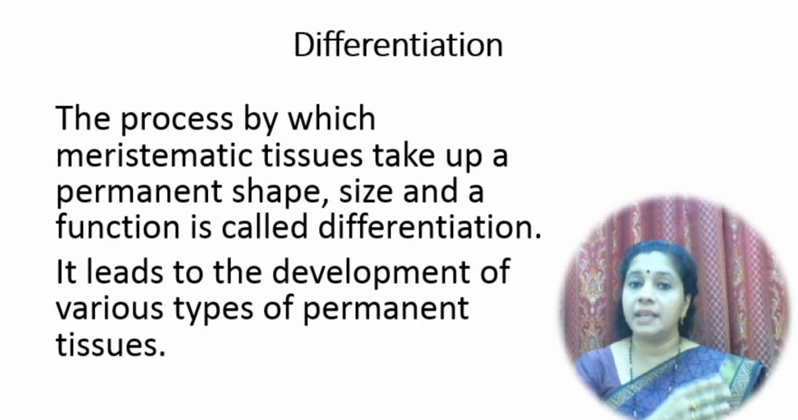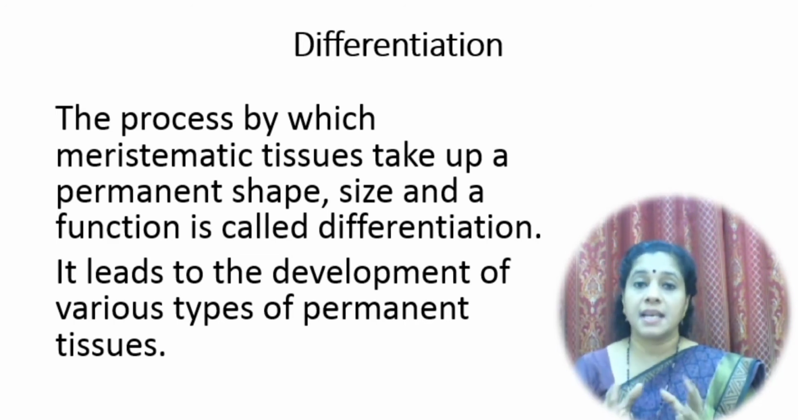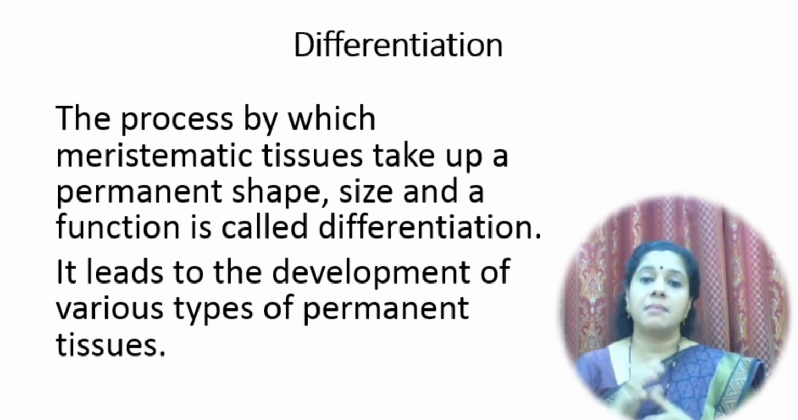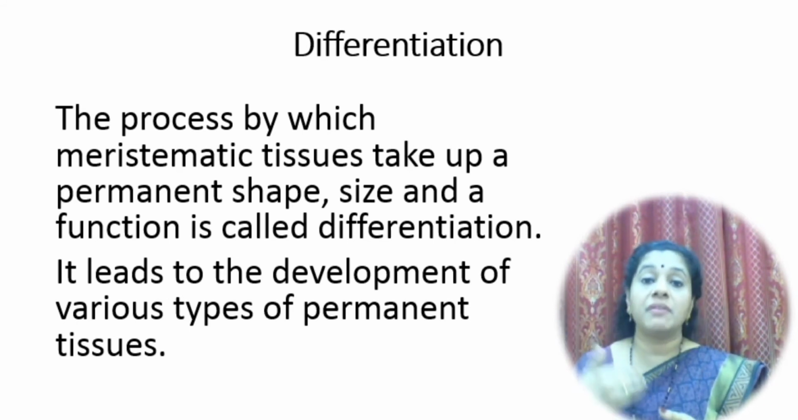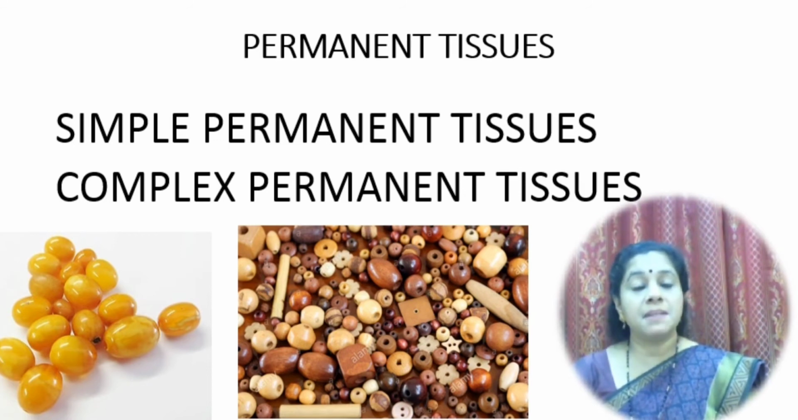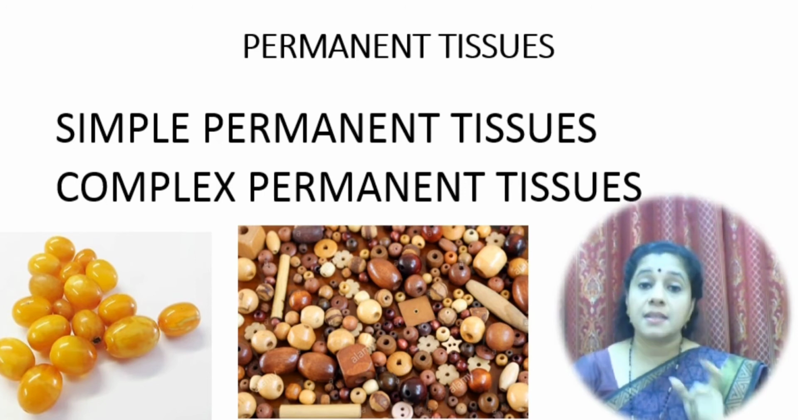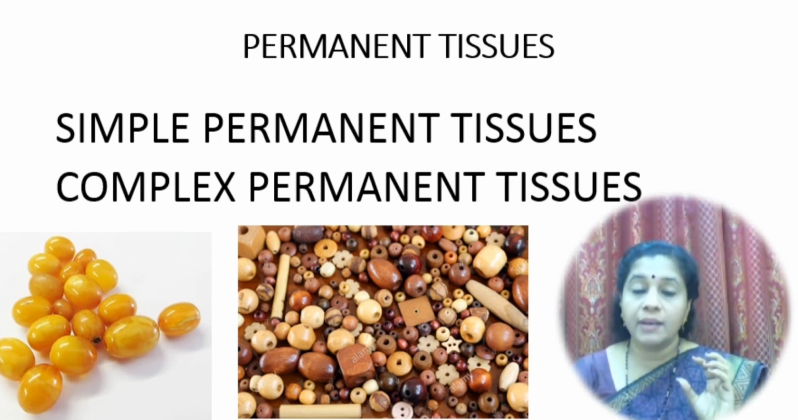Meristematic tissues were only dividing cells, but when they become permanent tissues, they get a proper shape, size and a particular function. For example, some of them will be developing into leaf cells. Some of them then take up the function of photosynthesis. Some of them will be becoming vascular bundles. They take up the function of conduction of different substances in the body. Now when we see permanent tissues, they are also different types. Simple permanent tissues and complex permanent tissues. So as the name suggests, simple and complex. Simple means they have only one type of cell.